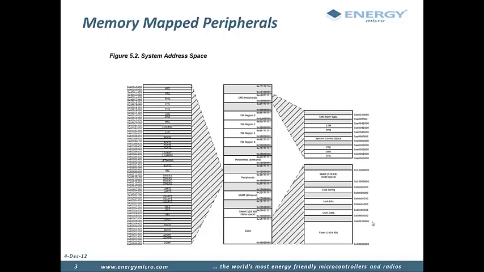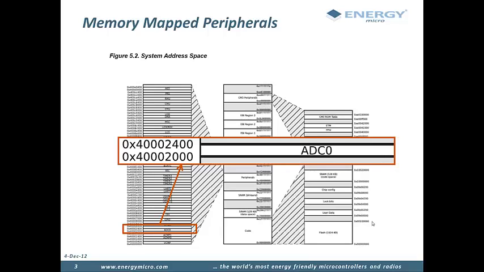Inside the peripheral block, each peripheral is given its own memory region. For example, here is the memory region reserved for the ADC. The bottom address is called the base address for that peripheral.